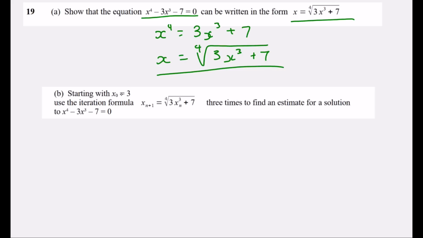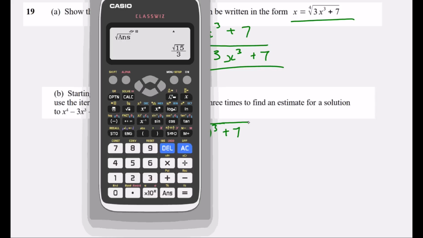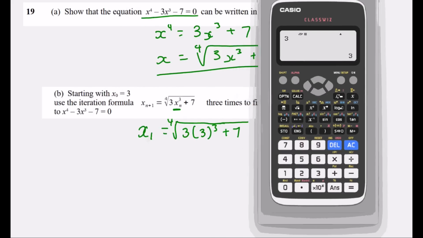So we're putting in 3 to get out our next answer. We're putting in the number for x on the right side, and we get out the next one as our answer. So to get x1 out, we need to do the fourth root of 3 times 3 cubed plus 7, substituting in 3 to get out our first answer. So I'm going to press 3 and equals, so I can just press the answer button.